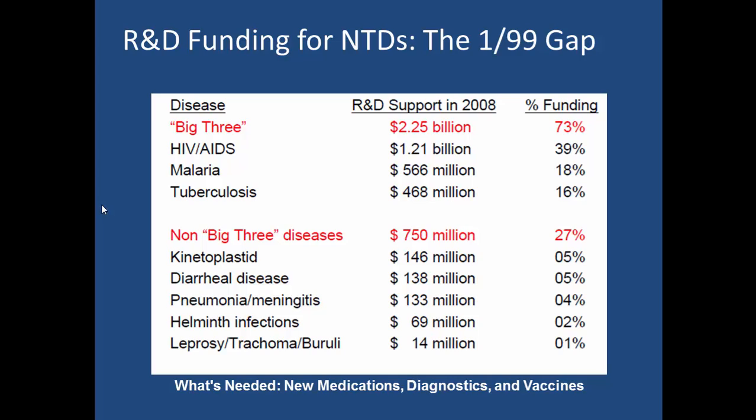We talked about the funding for programs, how it's in deficit, but if you look at the global funding for the big three diseases, they actually get 73% of all global research funding. When you start looking at the individual diseases for the NTDs, they actually get pretty small. The non-big three diseases get about 23%, 27% total. And if you look at, for instance, the helminth infections, they only get 2% of the total funding, yet they can infect close to a sixth of the world's population. So that's quite interesting.